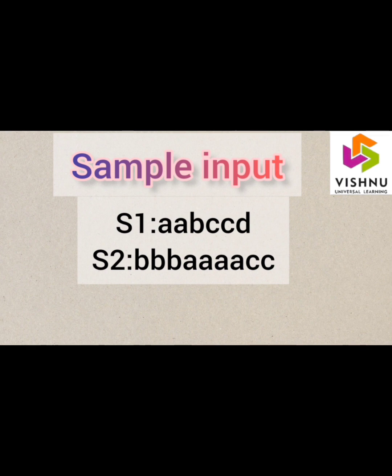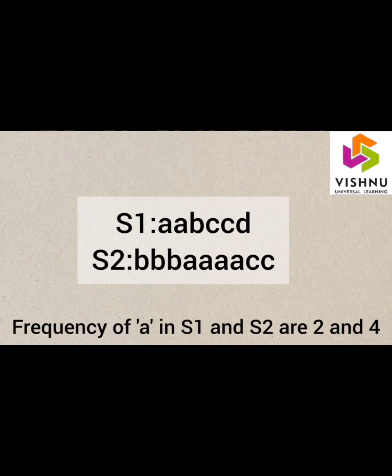Let us check with one sample input. String 1 is A, B, C, C, D, and string 2 is triple B, double A, double A, and double C. Frequency of character A in string 1 is 2 and frequency of character A in string 2 is 4. Since 2 is a factor of 4, it satisfies our problem statement. Let us check with character B. Frequency of character B in string 1 is 1 and in string 2 is 3. Since 1 is a factor of 3, it satisfies our problem statement.